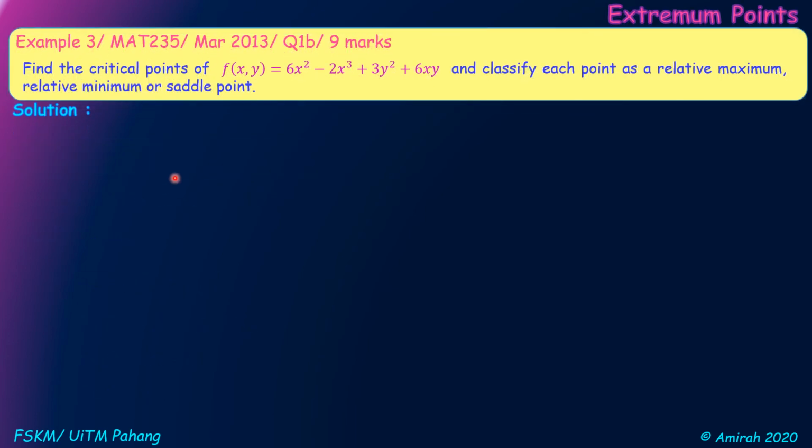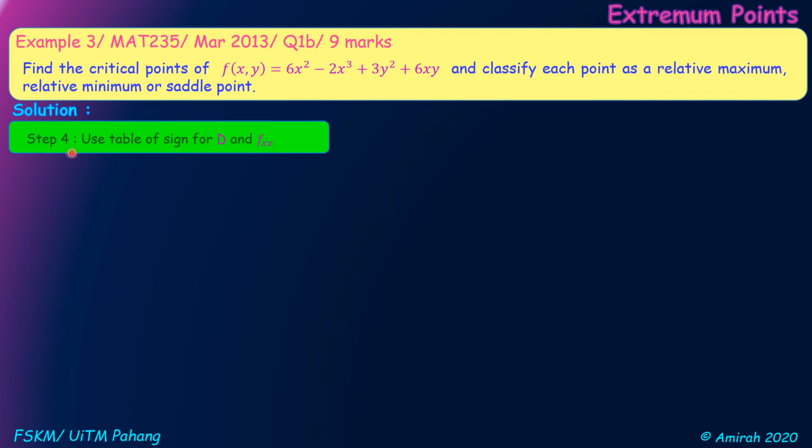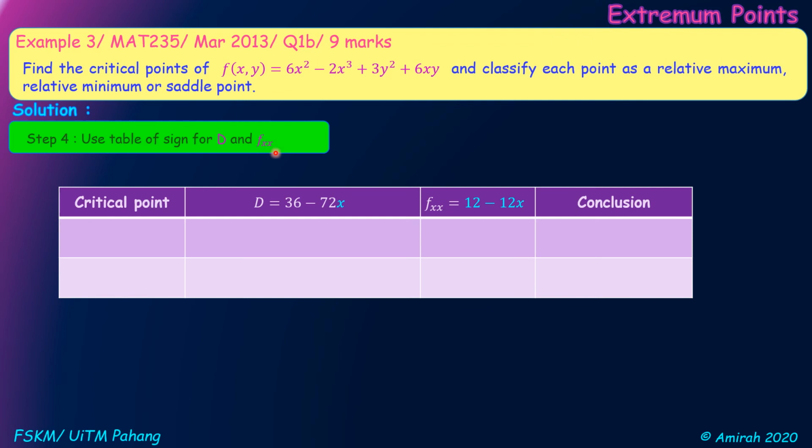Alright, after we find the function for D, then step 4, we use a table of signs for D and fxx. We use this table with 4 columns. Okay. First column is critical point. Second column is D. Third column is fxx. And the last column is conclusion. Okay. From the previous slide, we get 2 critical points, which are 0, 0 and 1, negative 1. Okay. And we get D equals to 36 minus 72x from step 3.